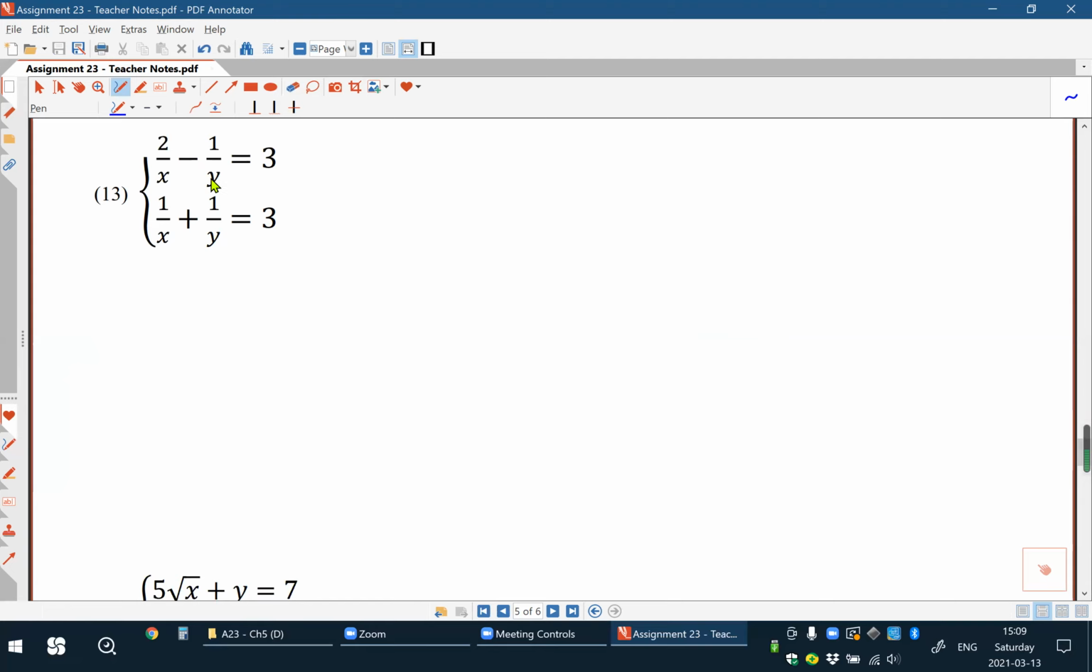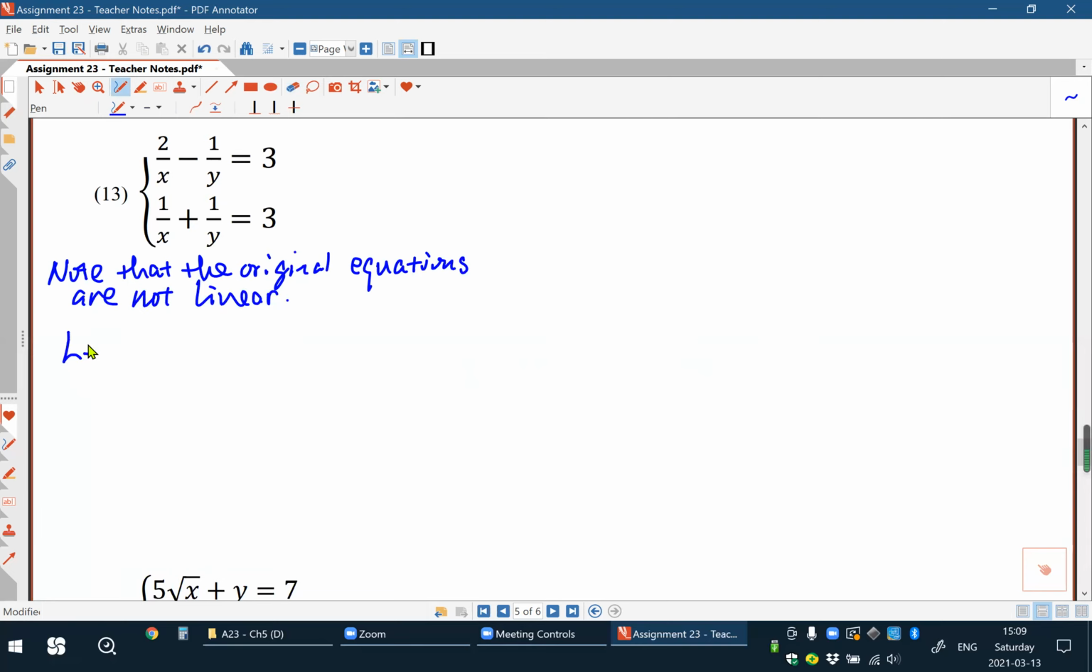Okay, next one. Note that we have the reciprocal of x and y, right? So it is not a linear equation. Note that the original equations are not linear, but we can convert them to linear equations, right? So how do we do that? We can use the substitution method.